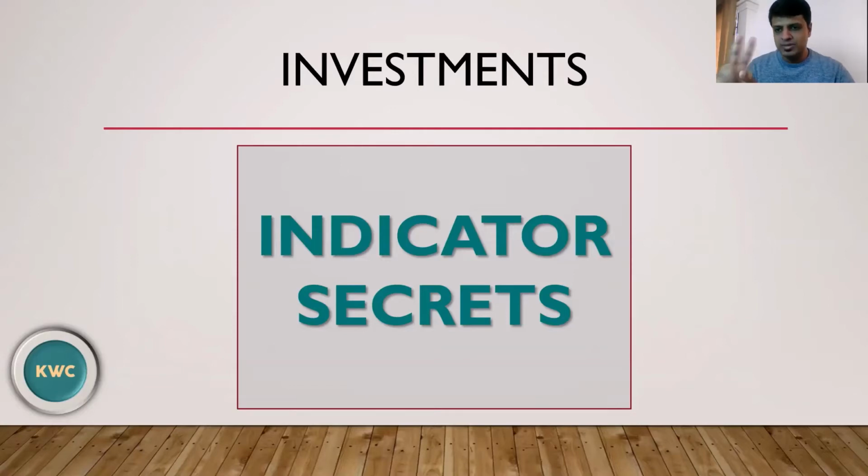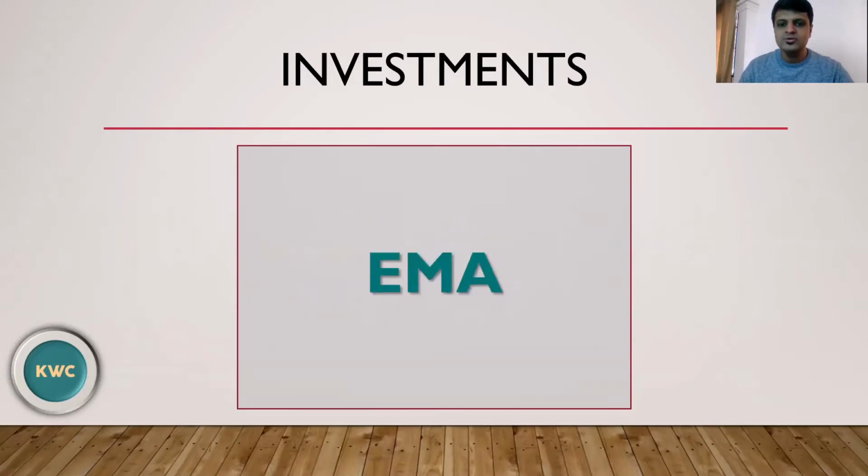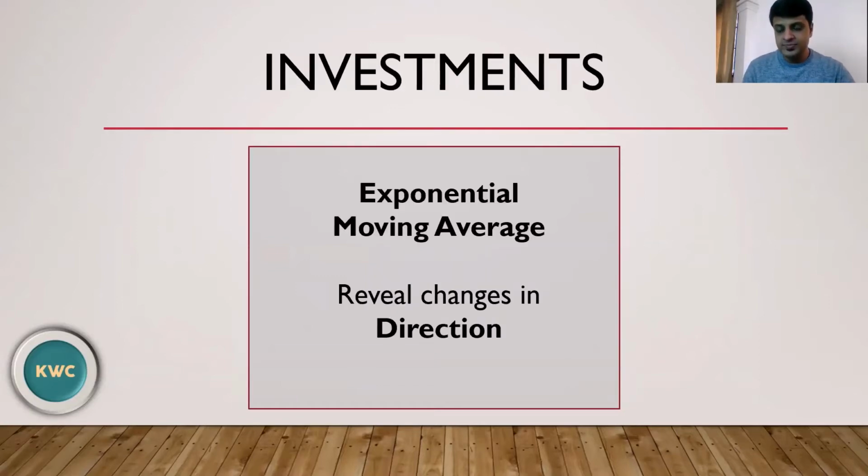So I use two indicators, just two indicators. I don't use more than that. And those two indicators are basically the EMA, which is the exponential moving average. The EMA basically gives us an understanding of the change in the direction or the trend of the share or the market as a whole. I use the exponential moving average to decide the direction of the share, whether it's going up or going down. That's the basic thought I use the indicator for.